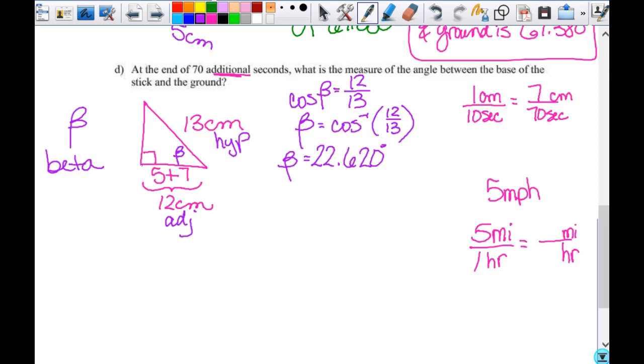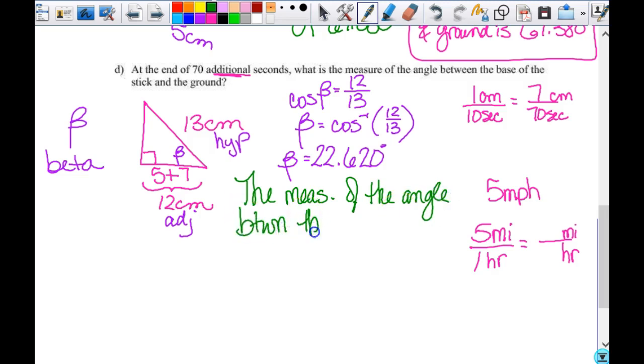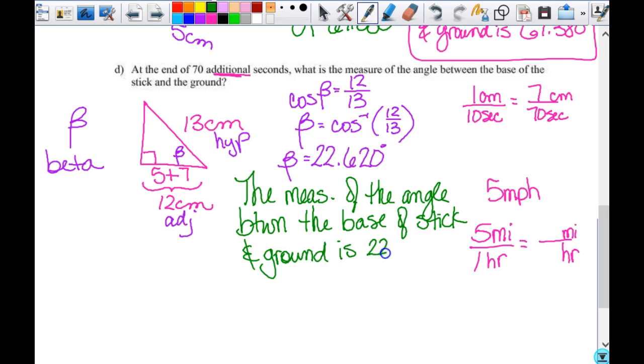But I still have to answer the question. So my answer, it says, what is the measure? So I have to say, the measure of the angle between the base, oh my gosh, I'm trying, I do the base, and my H turns into a B. All right, the base of stick, bad English, but that's okay, and ground is 22.620 degrees.